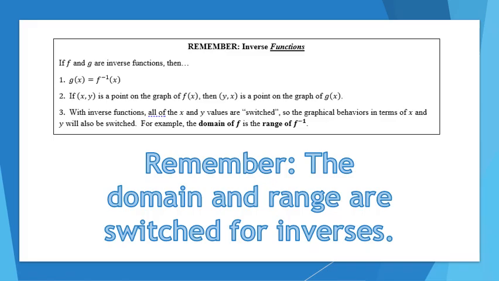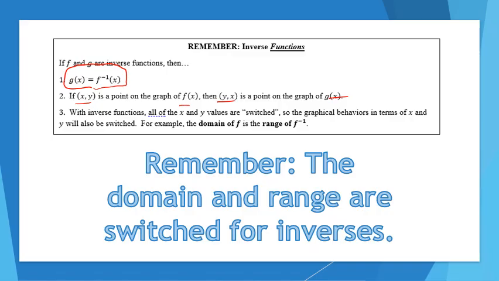If f and g are inverse functions, right? So g is equivalent to f inverse of x, right? That was kind of with that example with the table that I talked about. We also know if x, y is a point on the graph of f of x, then on the inverse, y comma x will be a point, right? You just switch the coordinates around. And then with inverse functions, all of the x and the y values are switched, so the graphical behaviors in terms of x and y will also be switched.